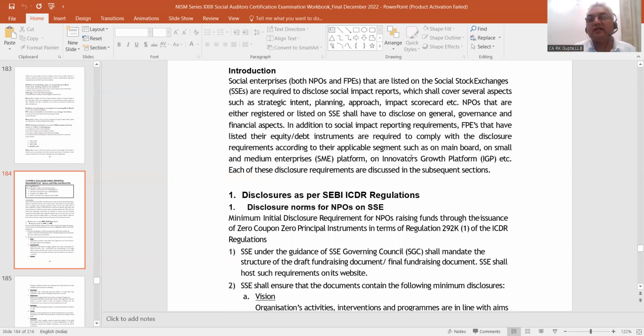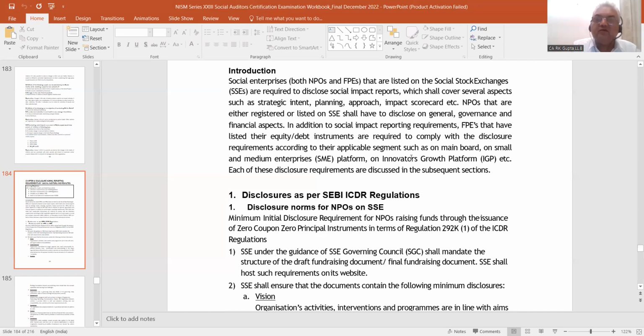In addition to social impact reporting requirements, for-profit enterprises that have listed their equity or debt instruments are required to comply with the disclosure requirements according to their applicable segment, such as the main board, the small and medium enterprise platform, the innovators growth platform, etc. Each of these disclosure requirements is discussed in the subsequent sections.